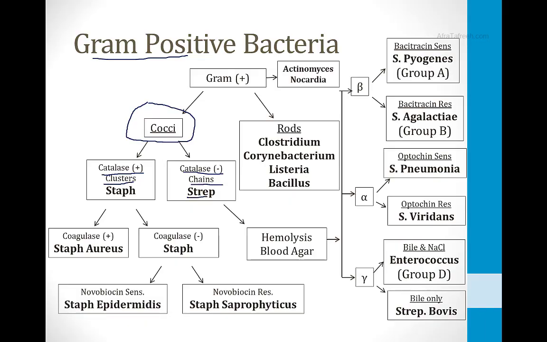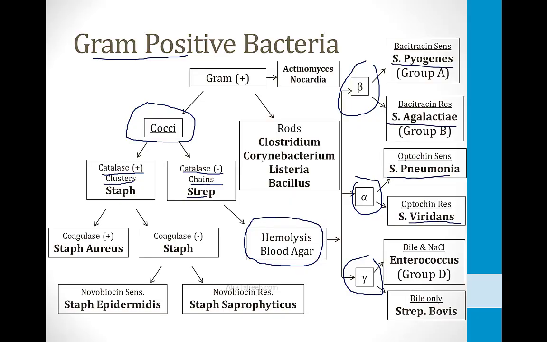Once you know you're dealing with a strep, the next test is often to see what hemolysis pattern you're dealing with on blood agar. We can differentiate strep based on whether they are beta hemolytic, alpha hemolytic, or gamma hemolytic. And so in this module, we're going to talk about all the different strep, and that includes the strep pyogenes, the strep agalactiae, strep pneumonia, strep viridans, enterococcus, and strep bovis.